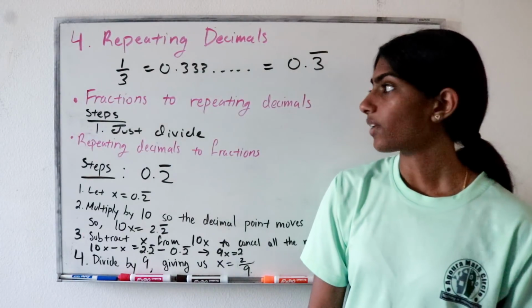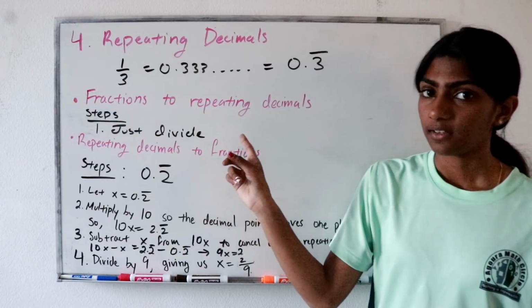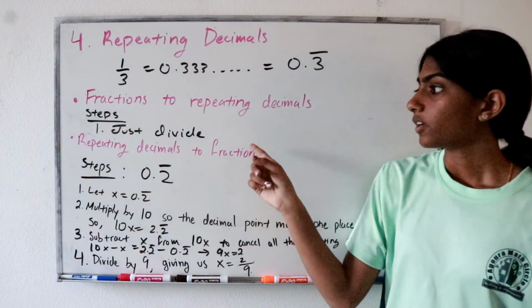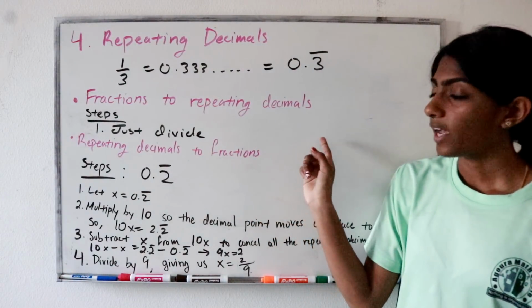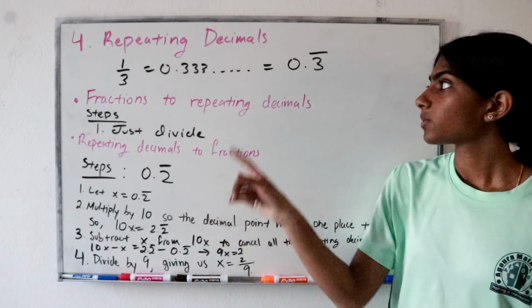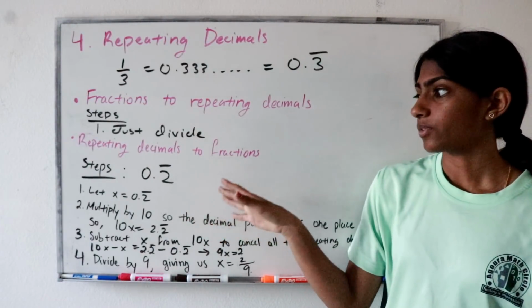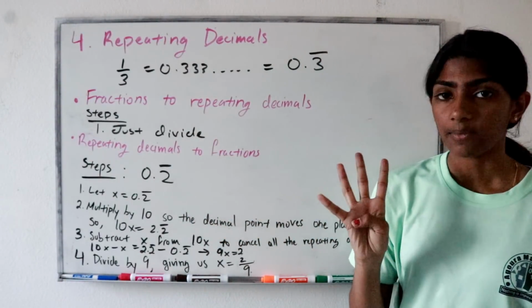So we want to convert fractions to repeating decimals, right? For that, all we have to do is just divide, just as we learned before. So you just divide, and then if you find 4 or 5 digits that continue to repeat, then you just put a bar on top. So now we want to convert repeating decimals to fractions. Well, there are 4 steps to this.